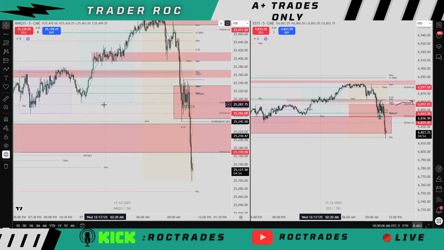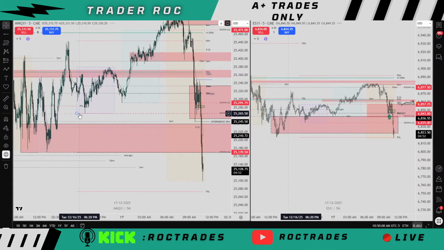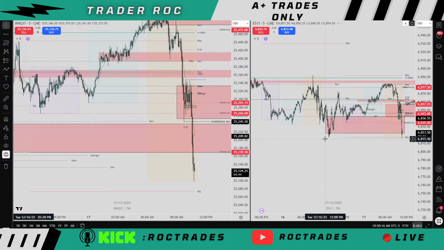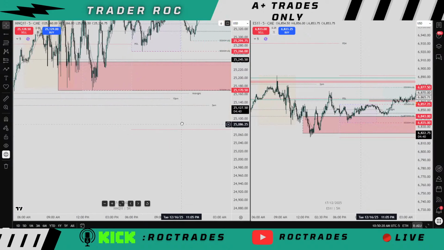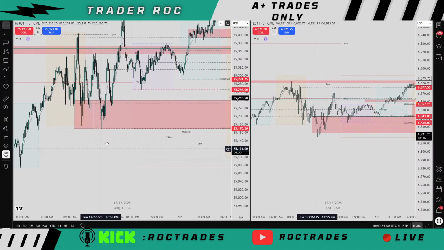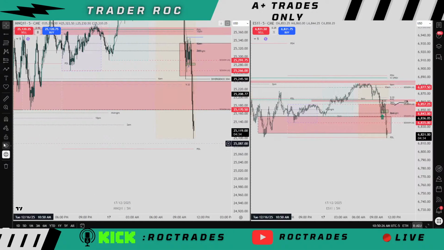So notice we haven't retested any of these previous session lows for the most part. Asia low, we break it, no retest. London low, we break it, no retest. Now we're pushing towards this PM low from Tuesday. We've already broken that on NASDAQ. Then you have this London low.